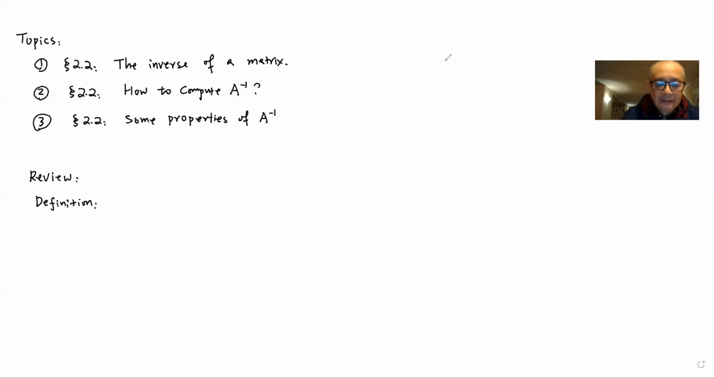Okay, today is still about the inverse of a matrix. Let's review the definition of the inverse of a matrix.